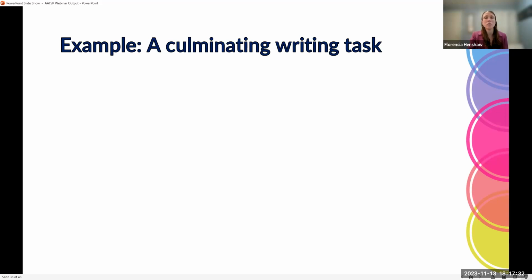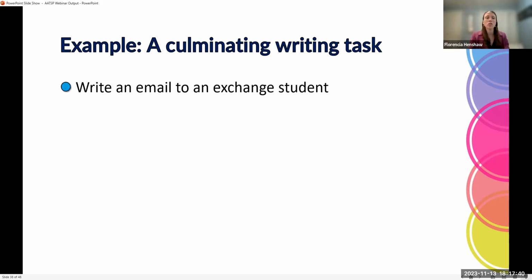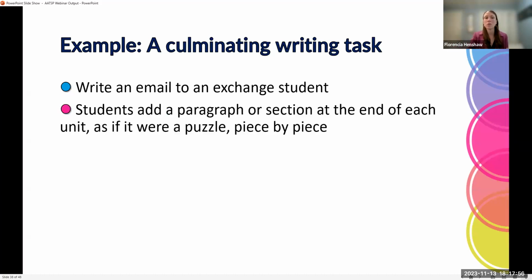So an example of a culminating writing task that would be performance-based but integrated within the course. The students are writing an email to an exchange student. This doesn't happen in one and done, as many assessments are, but rather we're going to be working on it throughout the course. So it becomes sort of a target goal for the course.